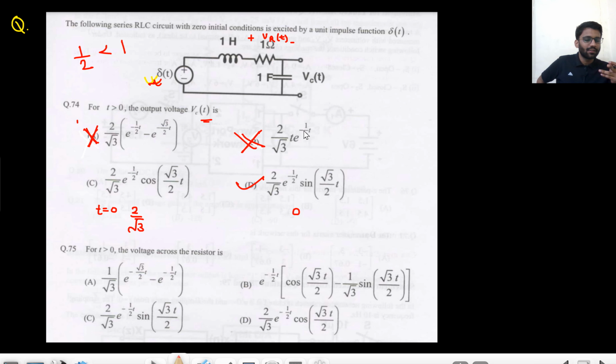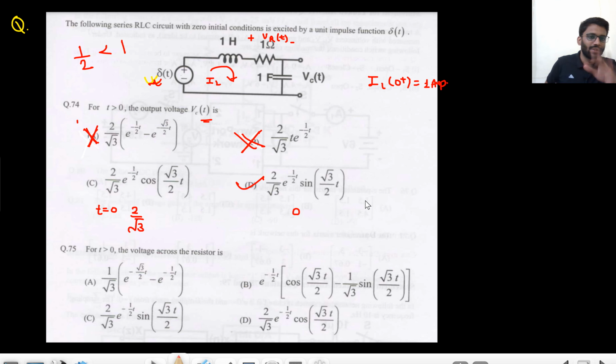If they had asked for IL(t), then it would have been a very interesting problem, because people would think that current initially will be 0. Let's just call this current as IL. But IL(0 plus) is not 0, it is 1 ampere, right? So that's how you should be very much comfortable with the concepts. If you are not comfortable with the concept, you will be applying Laplace transform and you will get to the final answer. But most probably you will do it wrong in the exam.